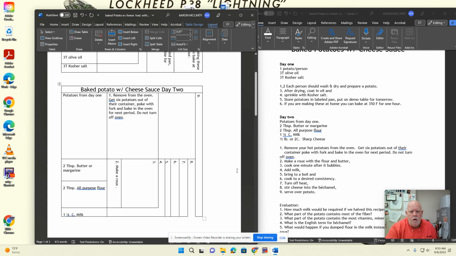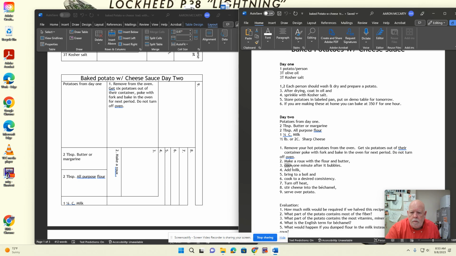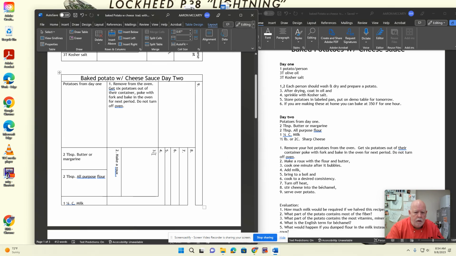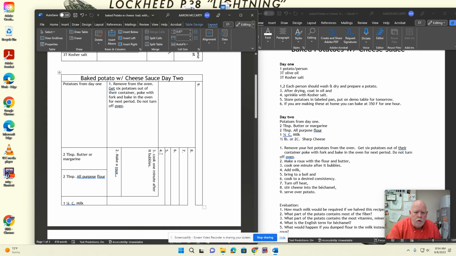Okay. So step 3 is next. Cook 1 minute after it bubbles. What are we cooking? We're cooking the roux. So that goes here in step 3. Step 4, add milk. What are we adding milk to? Well, the graphic recipe shows you. This gets added into this. This is what's cooked for 1 minute. The boxes tell you what it is we're working with.